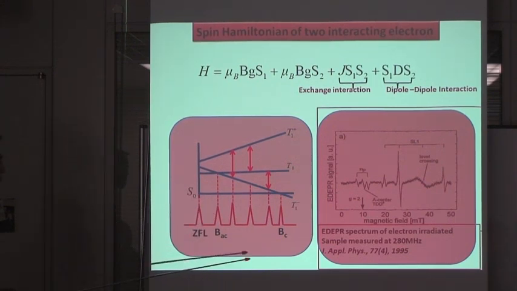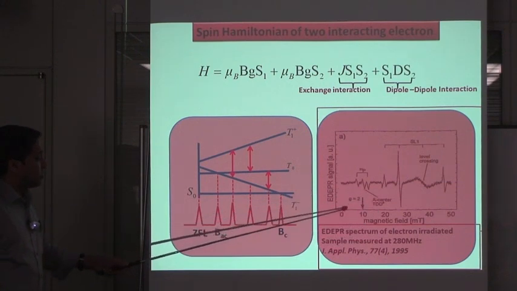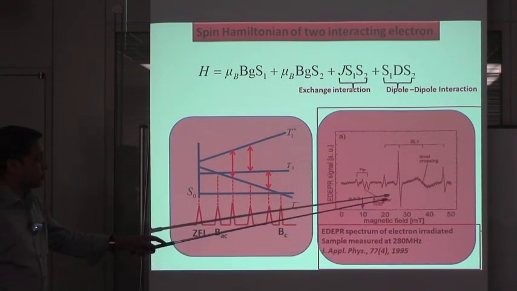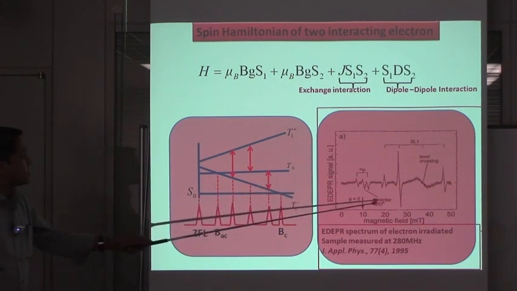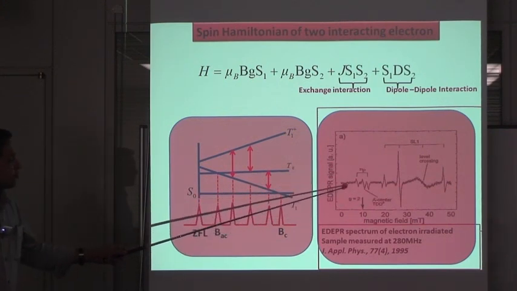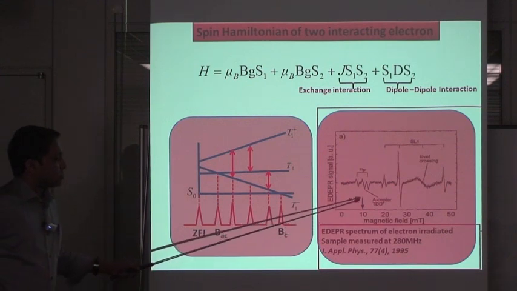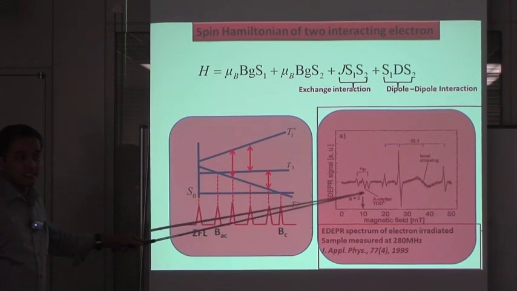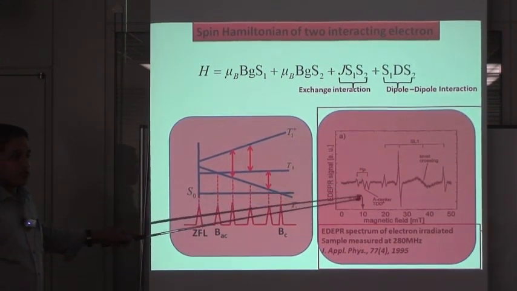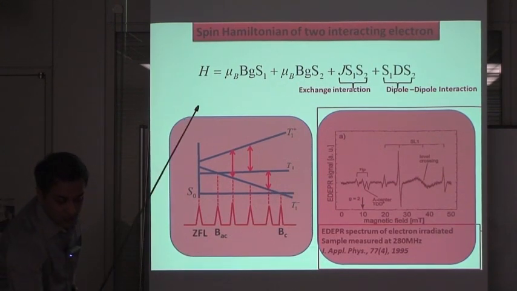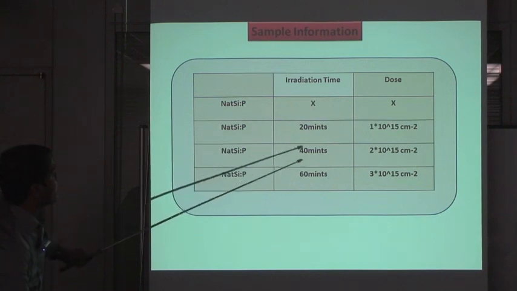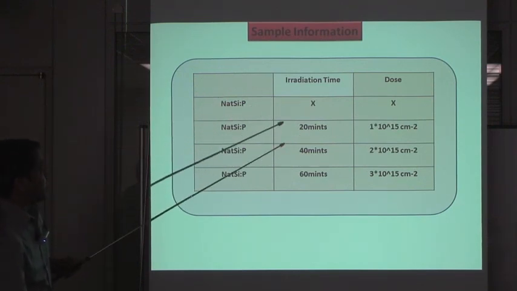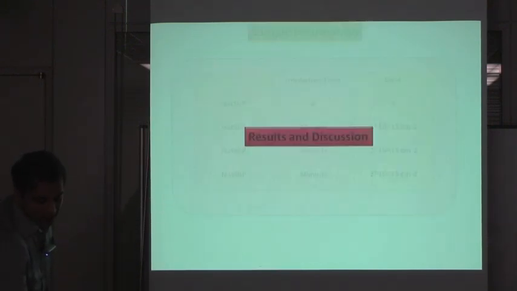Here is one of the papers, from 1995, which talks about the electrical detection of the SL1 center, and they also detected phosphorus. But in that paper they talked about A centers and not the Pb center, which we were detecting earlier. So with this brief introduction, I will come to the sample information: the irradiation time and the dose of gamma irradiation.